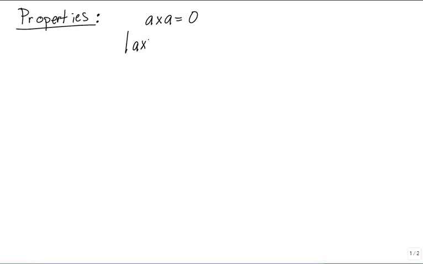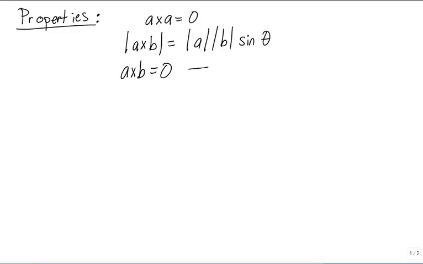The magnitude of A cross B, it's almost like the magnitude of A dot B, but it's going to be using sine theta instead of cosine theta. A cross B equals 0 if and only if A and B are parallel. That's an important one.